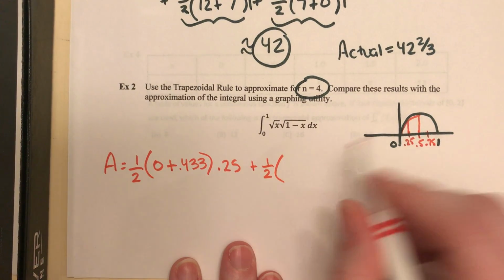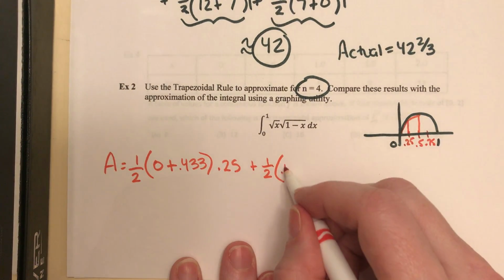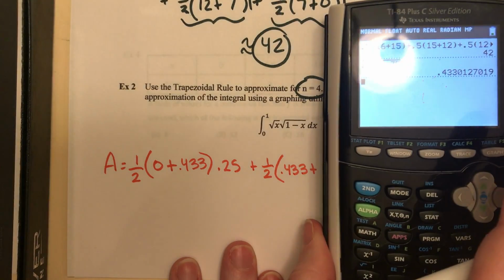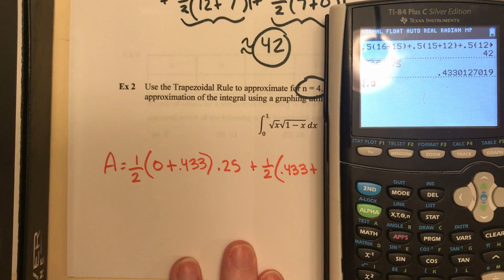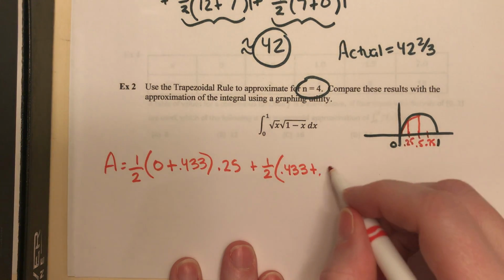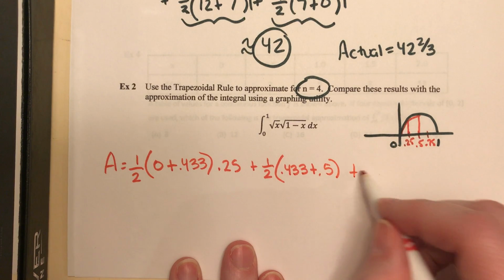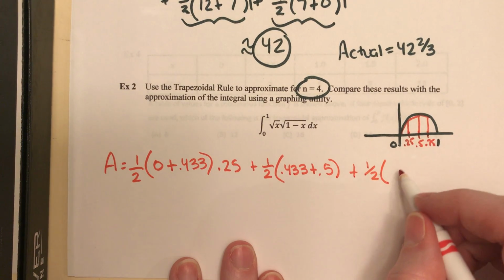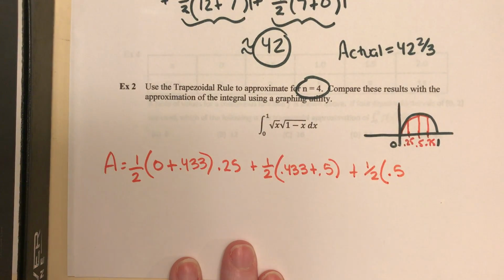1/2. The base on the left is the 0.433 again, plus, now I need my base at 0.5. So we've got the square root of 0.5 times the square root of 1 minus 0.5, which is 0.5. That's 0.5. Plus, third trapezoid, 1/2. Shares the side with 0.5.